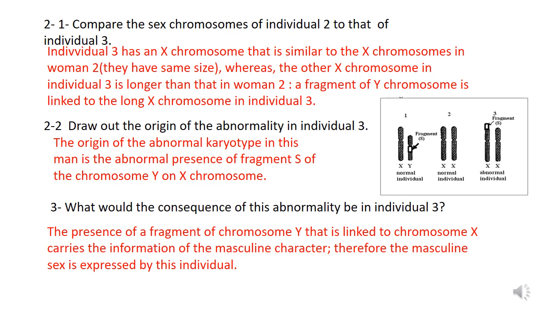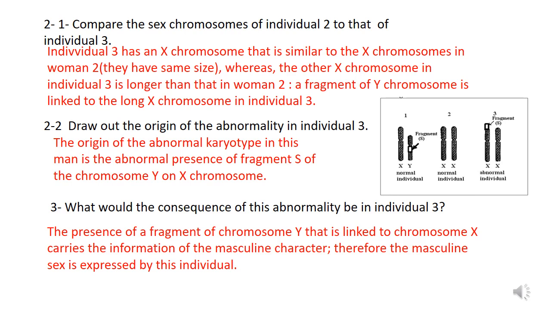2.2. Draw out the origin of the abnormality in individual 3. What do you think the cause, the origin is? We mean the cause of the abnormality in individual 3. Yes, the origin of this abnormality is the abnormal presence of fragment S of the chromosome Y on the X chromosome.